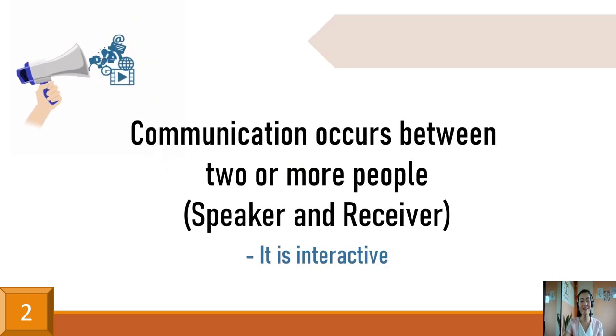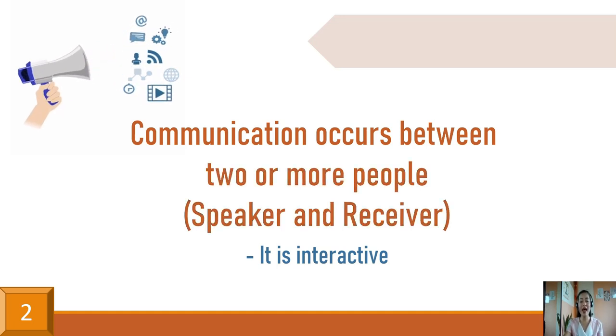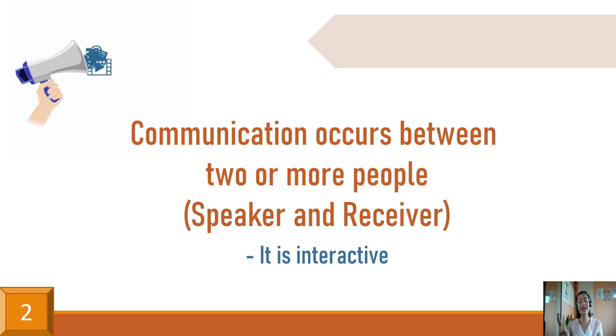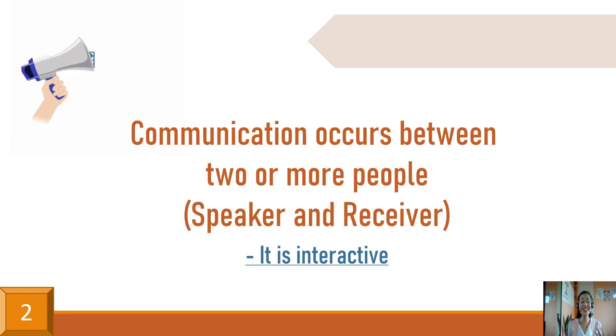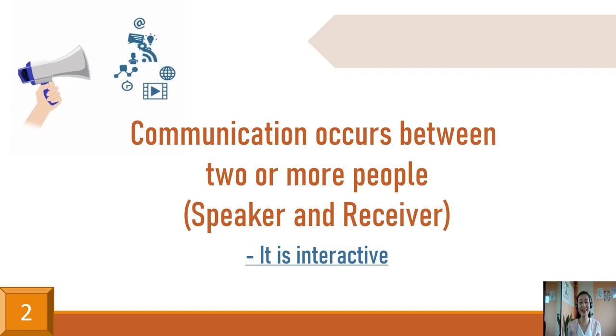Next, in nature, we have communication occurs between two or more people. We have the speaker and the receiver. Now remember, class, the speaker and the receiver are the two most important participants in the communication process. Without them, no communication will happen since communication is interactive. So for example, you and your crush. That is if you are talking. But if you are not talking, then there is no communication. Because again, communication needs a speaker and a receiver. I hope that's clear.